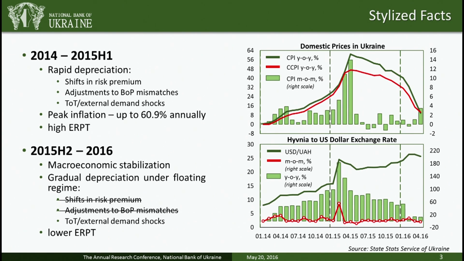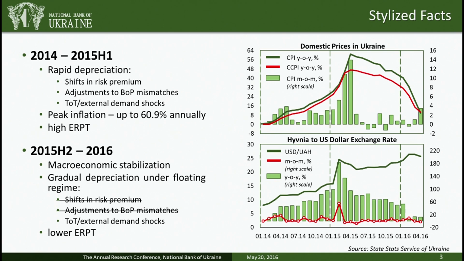From the beginning of 2014, Ukraine has experienced a rapid depreciation, which was mainly caused by several factors, such as dramatic shifts in risk premium, adjustments to balance of payment mismatches, and also unfavorable terms of international trade. This all aggravated macroeconomic turbulence and eventually resulted in peak inflation of up to 60%.